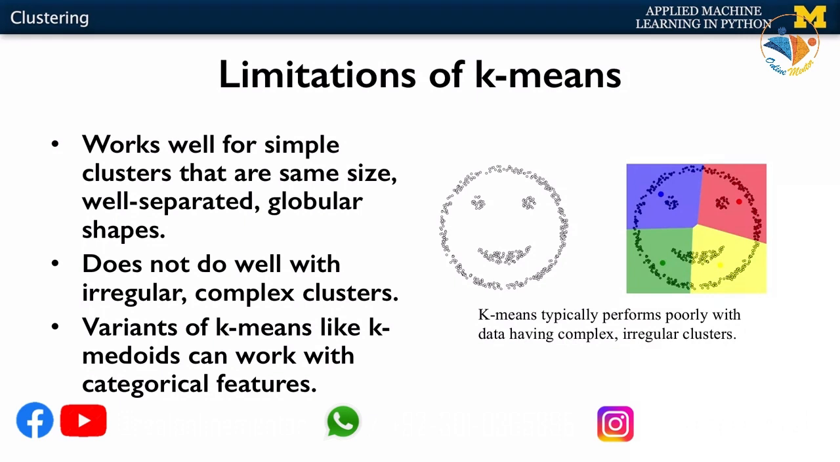Also, the version of k-means we saw here assumed that the data features were continuous values. However, in some cases we may have categorical features, where taking the mean doesn't make sense. In that case, there are variants of k-means that can use a more general definition of distance, such as the k-medoids algorithm that can work with categorical features.